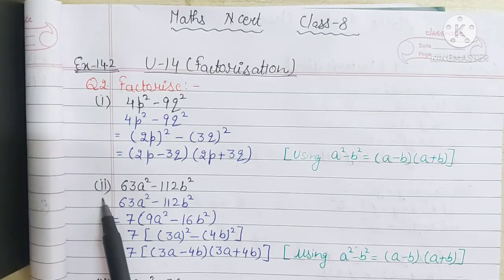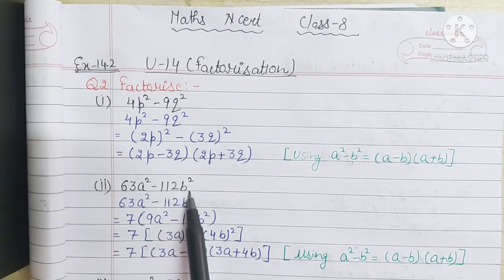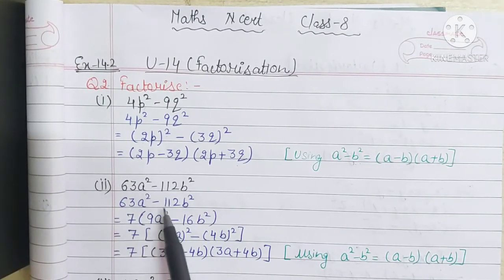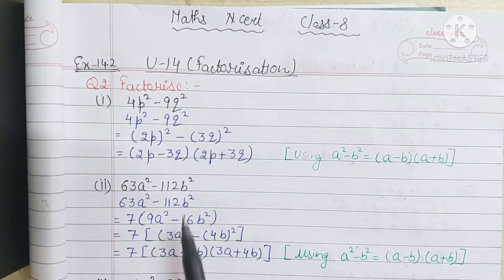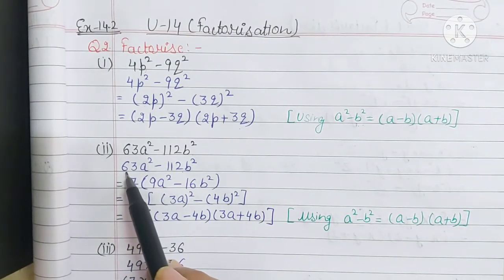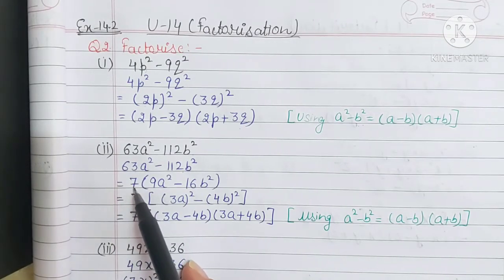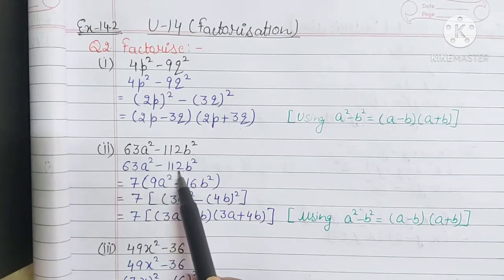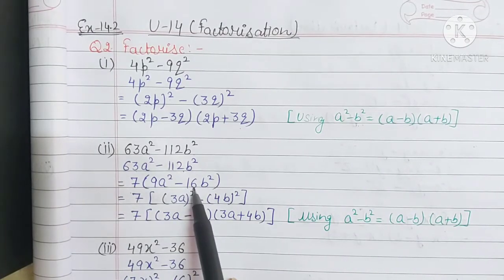Similarly, we can solve the second part, that is 63a square minus 112b square. Now we can see 63 is not a perfect square number as well as 112 is not a perfect square number. So first of all we need to make them perfect square numbers. How can we make them? Just see, we can take 7 common from 63. If I take 7 common from 63, then 9 will be left, and if I take 7 as a factor from 112, then 16 will be left.